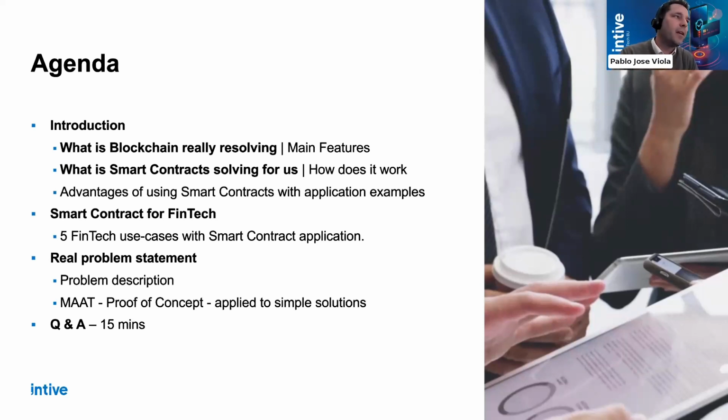Then we are going to see deeper into details about 5 scenarios in which the application of smart contracts for FinTech will give advantage. Later on, we are going to describe a real problem we addressed with the blockchain chapter. We are going to go into details about the description, and then we're going to see how the application we created, the proof of concept that we call MAAT, solves that problem. And of course, we are going to leave enough room at the end for questions and answers. So let's get started.